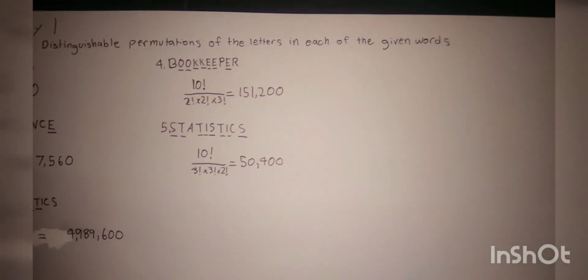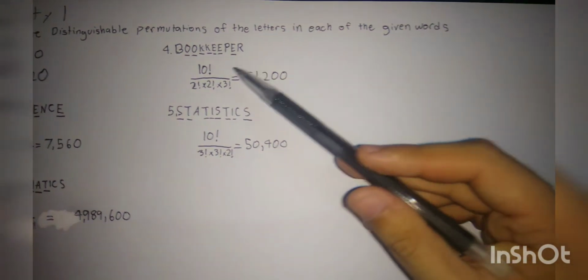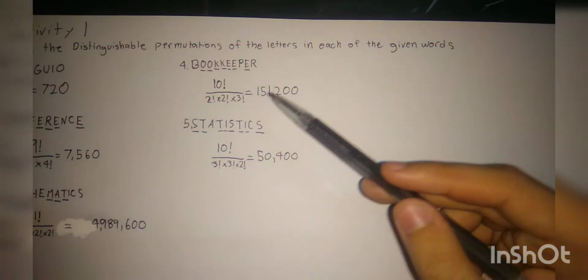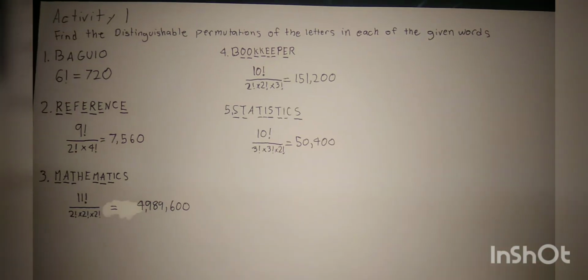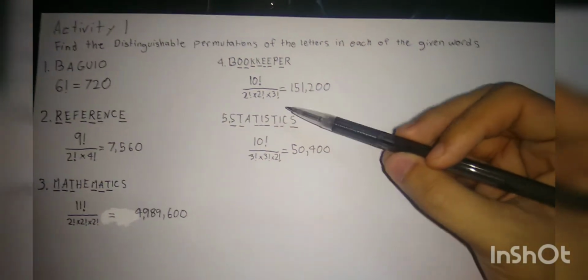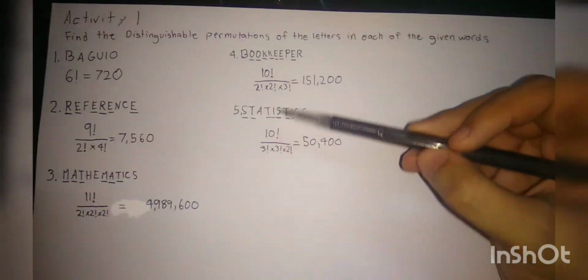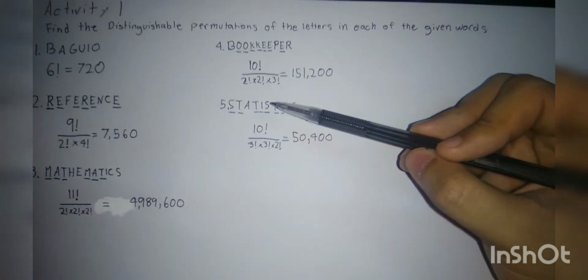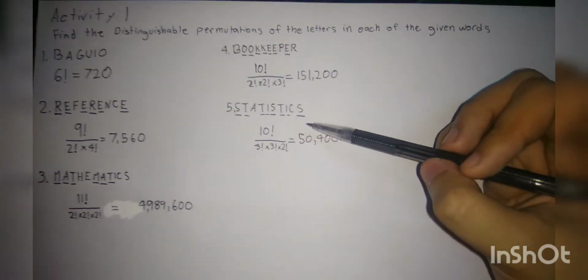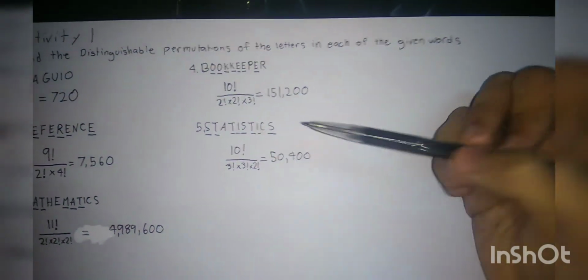For number 4, the word is bookkeeper with 10 letters, so that would be 10 factorial. And there are also repeating letters here. The repeating letters are O, which is repeated 2 times, and then K is repeated 2 times as well, and then E is repeated 3 times. Therefore, 10 factorial divided by 2 factorial times 2 factorial times 3 factorial. And the result would be 1,501,200.